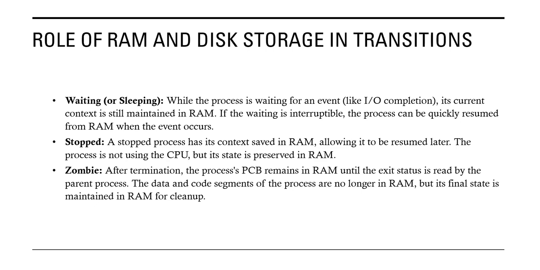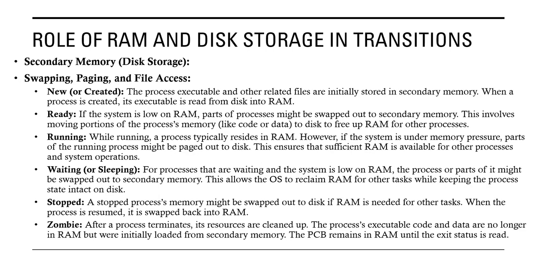Stopped. A stopped process has its context saved in RAM, allowing it to resume later. Zombie. After termination, the process PCB remains in RAM until the exit status is read by the parent process. The data and code segments of the process are no longer in RAM, but its final status is maintained in RAM for cleanup.